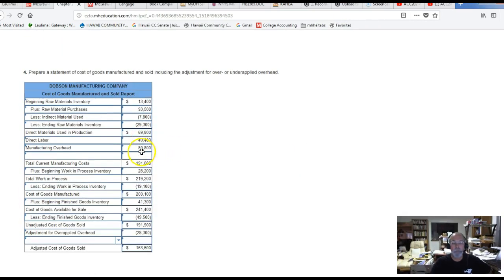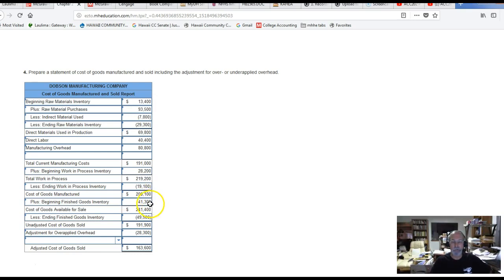So our total current manufacturing costs includes direct material, direct labor, and overhead: 191,000. Then we account for beginning work in process and ending work in process. Beginning is added, ending is subtracted, and that gives us the total cost of goods manufactured. This is the total cost of our jobs that we completed.